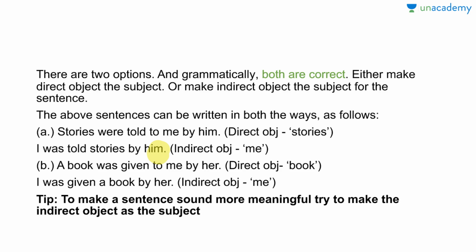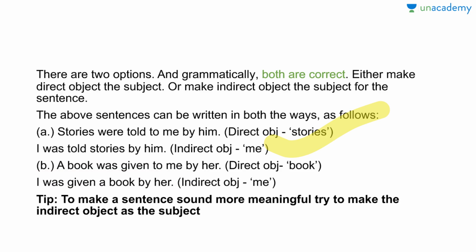Now we have 2 cases, right? In this case we made stories the subject. In this case we made me the subject. Similarly in the second sentence also I did like that. I took the direct object first, then I took the indirect object. Guys, grammatically both the sentences are correct. It means that whether you take the indirect object as the subject or the direct object as the subject, practically both are correct.